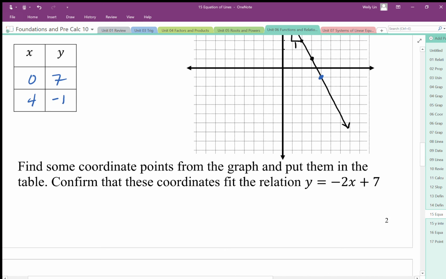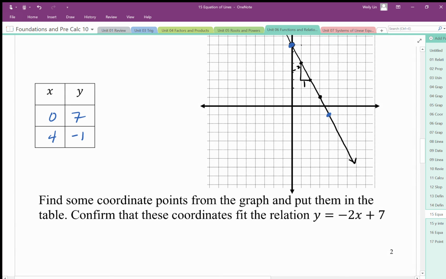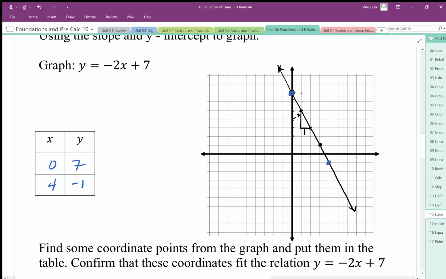So we can graph either with a table. We can always graph with a table, and that's always important to remember. So when we get stuck, we can always go back to the table. But we could also use the two characteristics, the position and slope, to also get the shape of that graph.